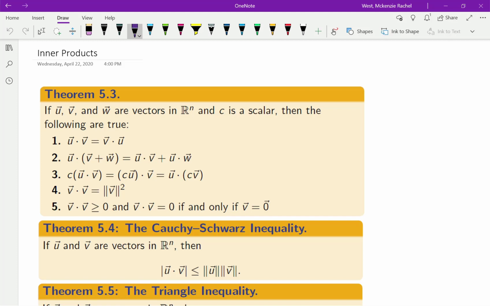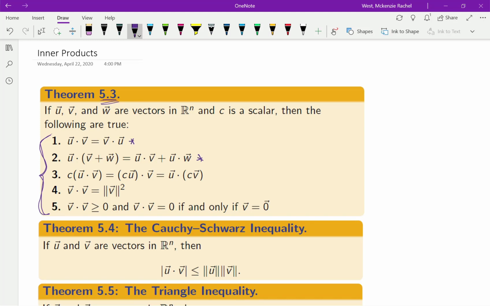Welcome back. We're going to take a look in this video at some properties of the dot product and how we use them to define a general version of a dot product for various vector spaces. So to start, I want to point out Theorem 5.3 here, which has all of our very important properties for the dot product. So 1, we have our commutativity.